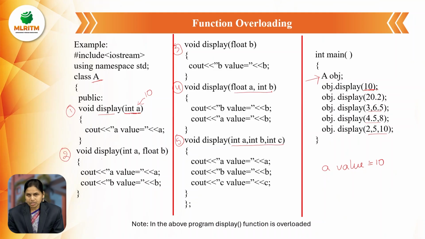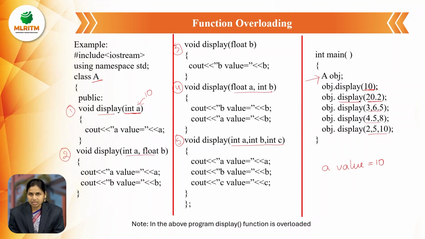Next, after completion of the first one, we call the same display function with a single parameter. Here the parameter data type is float. Now the control goes to the first function. The function name is the same but the parameter is different. Here it contains an integer, but we are passing a float value. So that function call does not match this function definition. Then it goes to the next one.